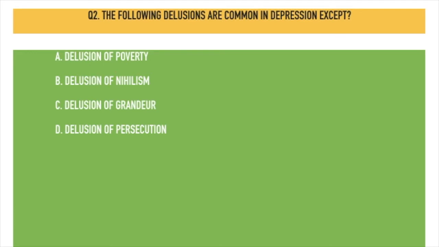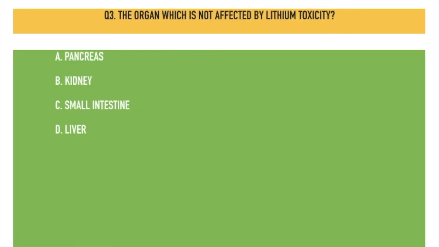Let's move on to the next question, that is the organ which is not affected by lithium toxicity. This is a straight question. The only one organ in the body that is not affected by lithium toxicity. The answer is option D, liver. Liver is the answer. Rest of the three organs, pancreas, kidney, and small intestine, will be affected by lithium toxicity, but liver is never affected by lithium toxicity. So the option D is the answer, liver.